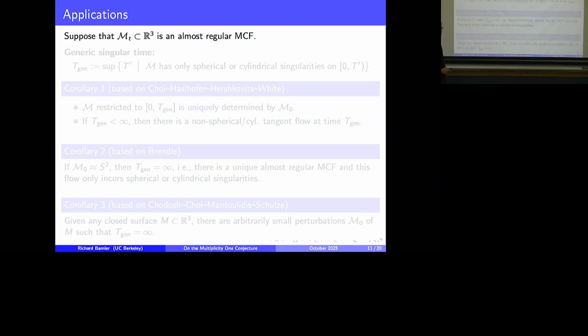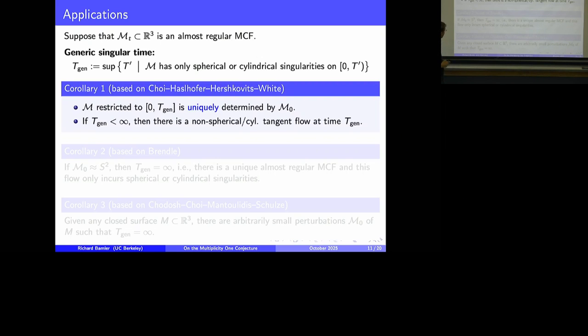So let me just set the stage here. We suppose that we have a mean curvature flow that flows through singularities. So I'm going to use that regularity class that we've developed. And then it's going to be useful to talk about this time T_gen, which is the generic singular time. That's the supremum over all times T' such that the mean curvature flow only has spherical or cylindrical singularities up until time T'. That's a time that we care about. That could be infinite. In this case, we only see these cylindrical or spherical singularities. I call them generic singularities, for reasons you'll see in a moment.